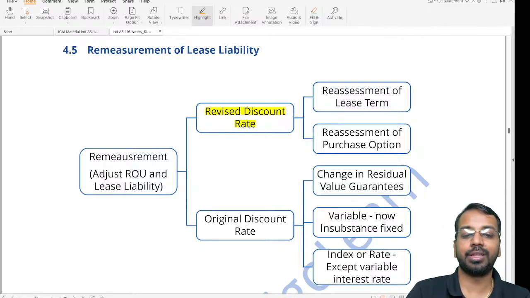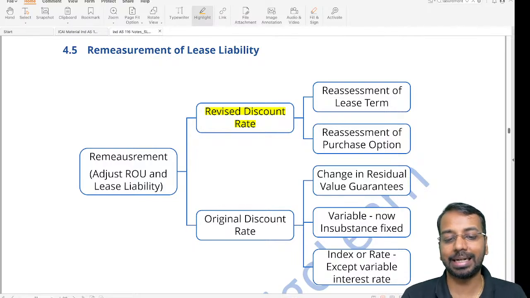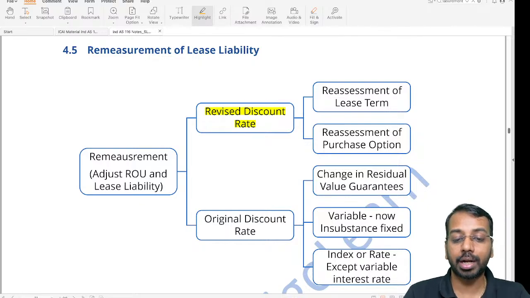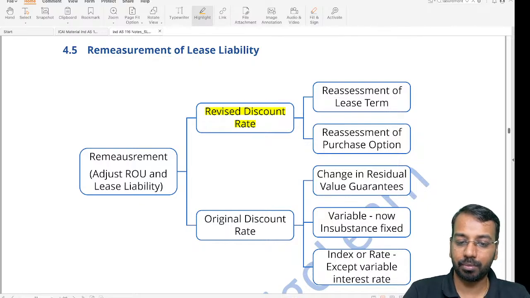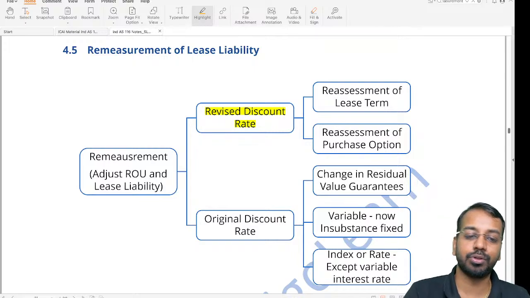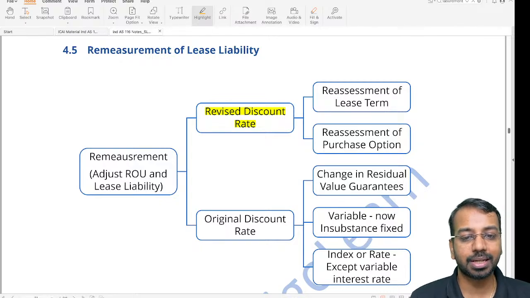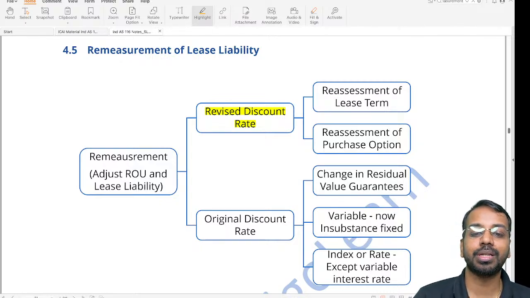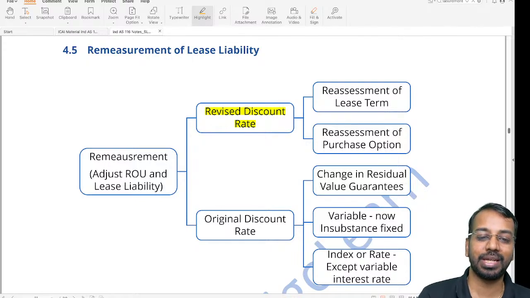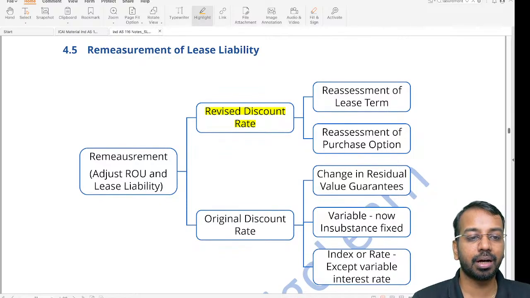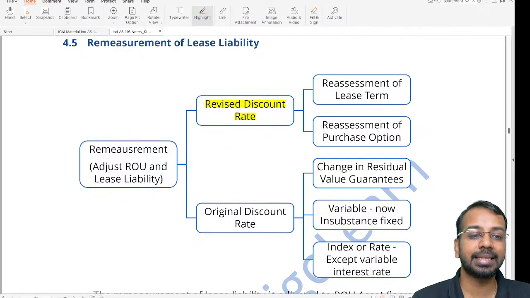In other cases, when there is a change in residual value guarantee, or a variable payment now being fixed, or index or rate changes, in that case you will use the original discount rate. Here in this particular question, we have used the revised discount rate because the lease term was reassessed. Okay, so that concludes the lease liability part.